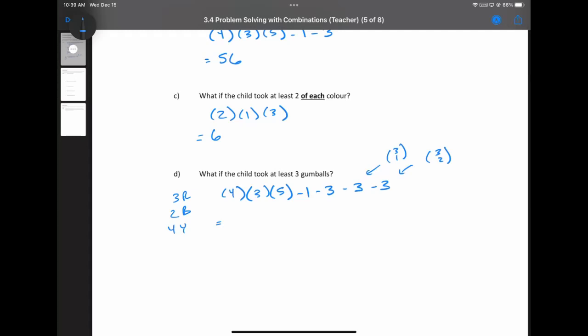Okay, so that said, this becomes 60 minus a total of 10. So there would be 50 possible ways that the child could take at least 3 gumballs.